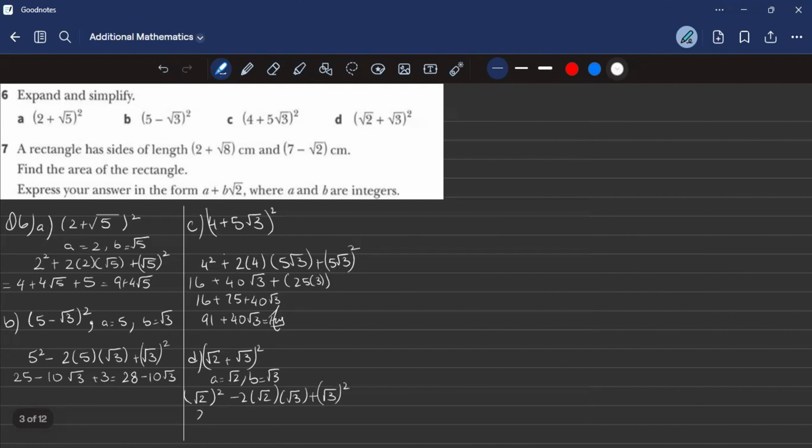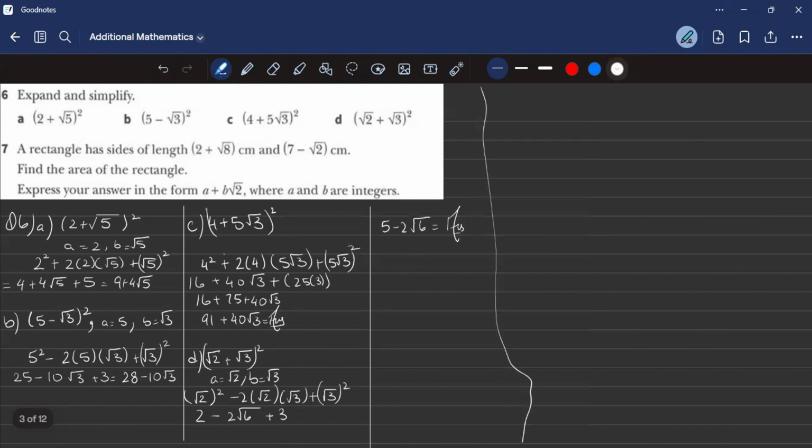So we have got 2 minus 2 under root 3 multiplied by 2 is 6, plus 3. Sorry, this is under root, so plus 3. So that is going to give us, oops, it took that as a curve. So 2 plus 3 is 5 minus 2 under root 6. And that's our answer for part D.